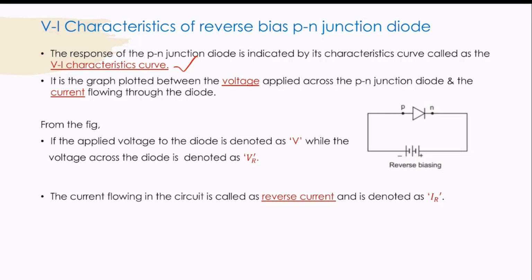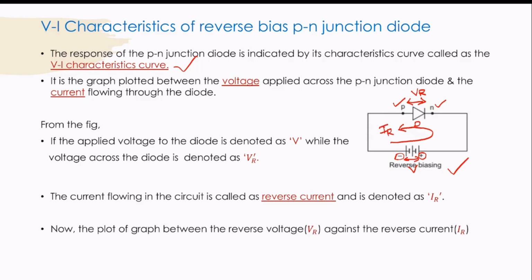So if you see here, this is the circuit for the PN junction diode in the reverse bias condition, in which the negative terminal of the battery is connected to the P-type semiconductor while the positive terminal of the battery is connected to the N-type semiconductor. From the figure, the applied voltage to the diode is denoted as V, and the voltage across this diode is denoted as VR. The current flowing through the diode is called the reverse current, denoted as IR, and this is its direction. The plot of the graph between the reverse voltage VR and the reverse current IR is called the reverse characteristics of the PN junction diode.